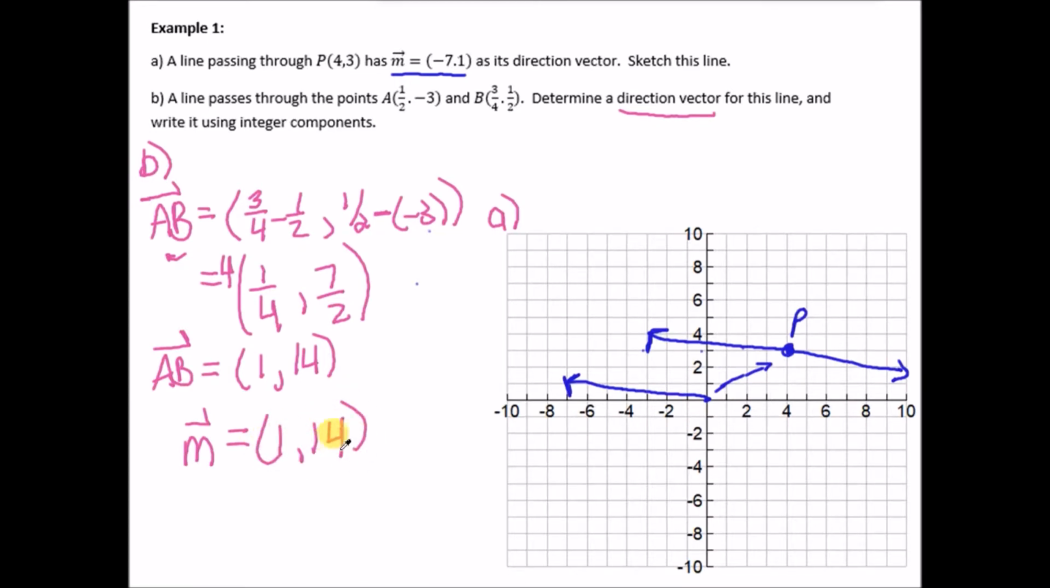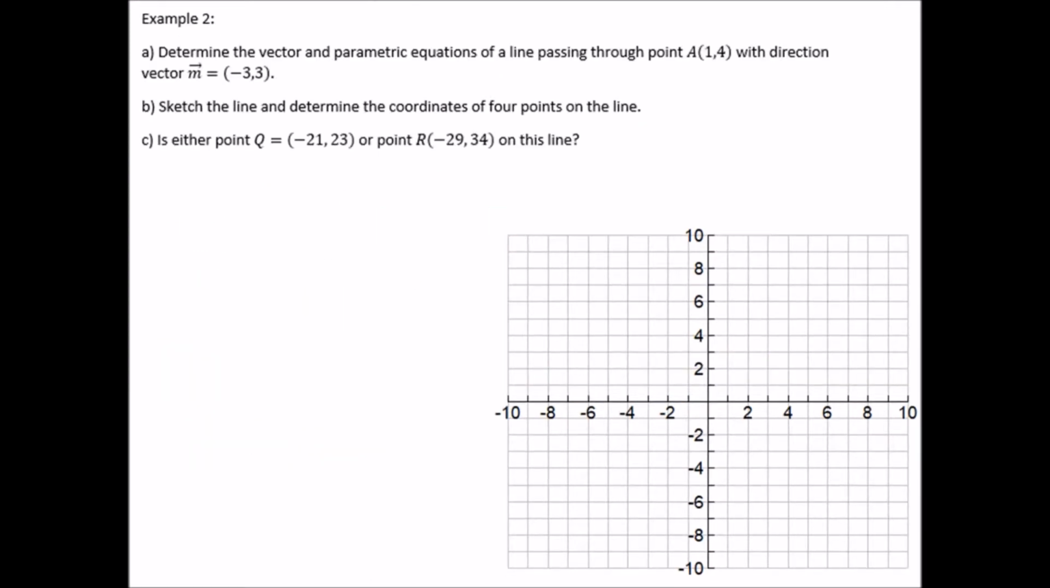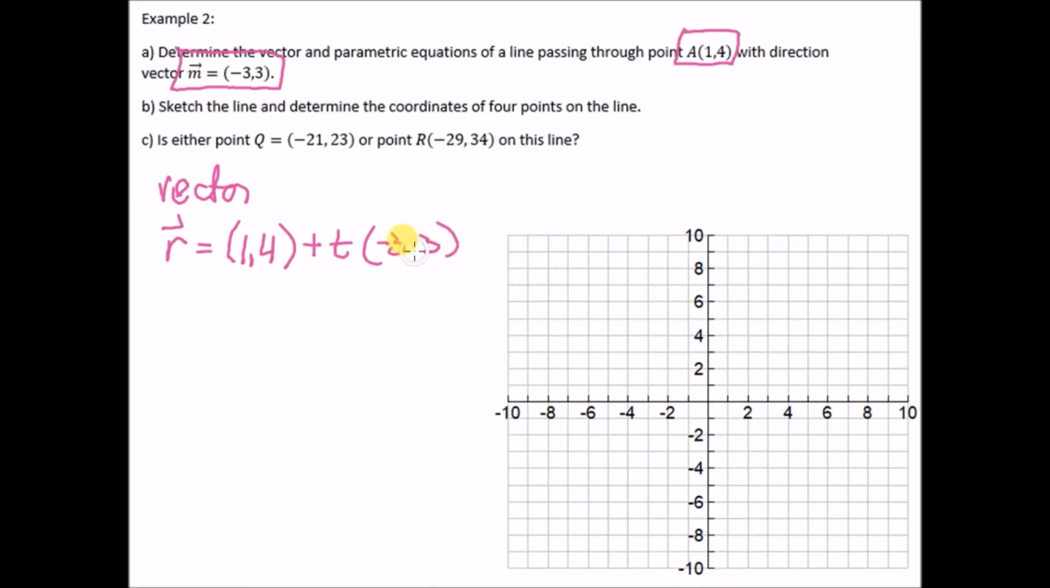Determine the vector and parametric equations of a line passing through the point A(1, 4), with direction vector m = (-3, 3). So first, the vector equation. Okay, so we go vector r equals, what we want to put in here is the point (1, 4). Then we want to put plus the parameter t times the direction vector (-3, 3).